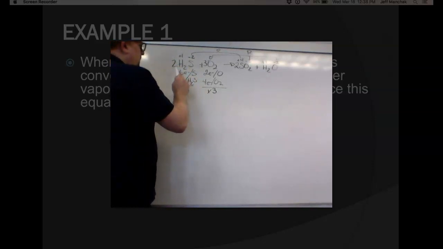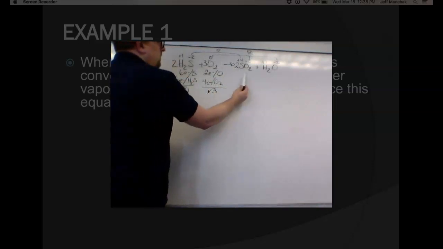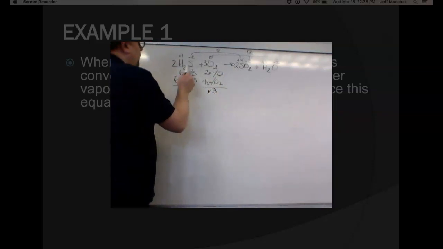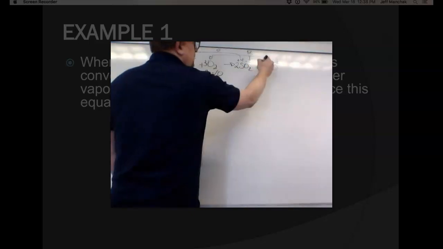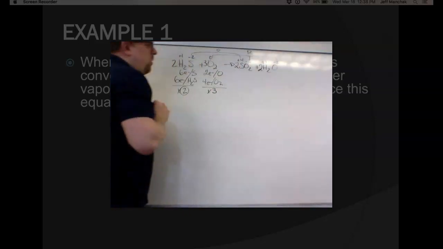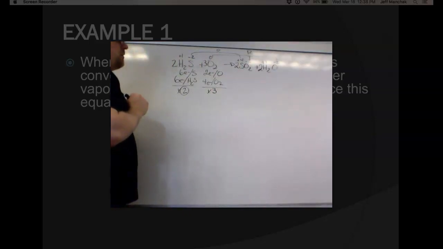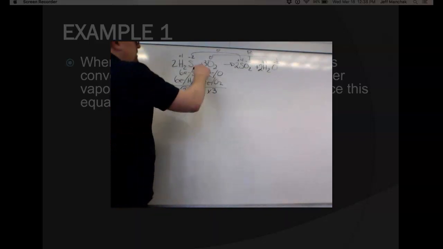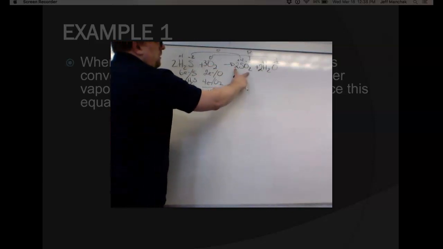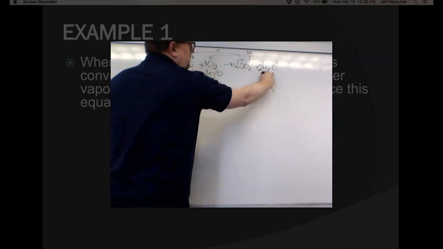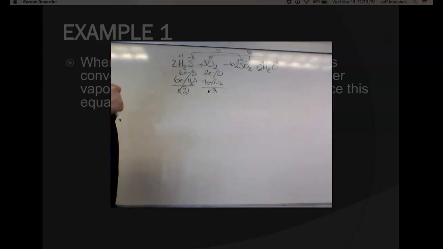It looks like our sulfurs are good, 2 sulfurs on this side, 2 sulfurs on this side. However, 4 hydrogens over here and only 2 over here. So that's going to require a coefficient of 2 in front of the water. And then oxygens, I see 3 times 2 is 6 here. There's 4 there and another 2 here. So everything appears to be balanced.